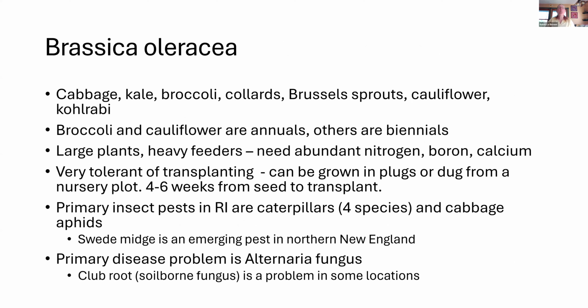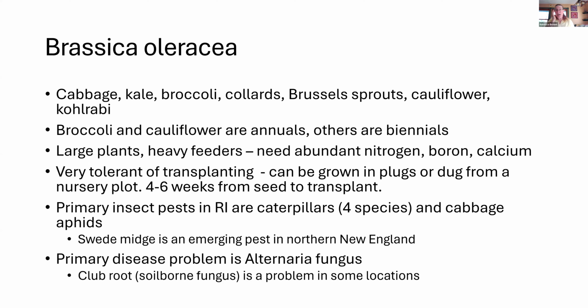Okay, we're going to start with Brassica oleracea. This is the European brassica species. It is the species that includes the vegetables you're probably most familiar with in this family: cabbage, kale, broccoli, collards, Brussels sprouts, cauliflower, and kohlrabi. All of these are actually the same species. And as a result, they can all share pests and diseases.